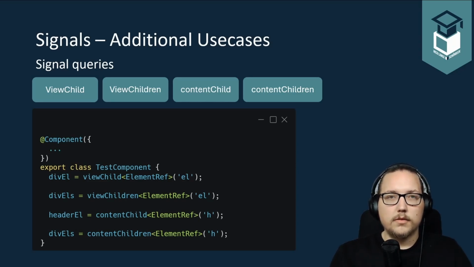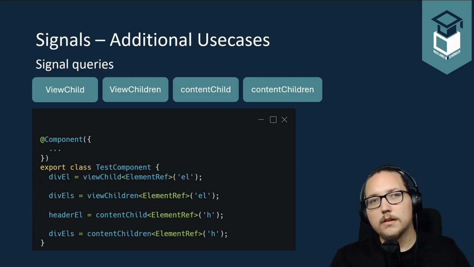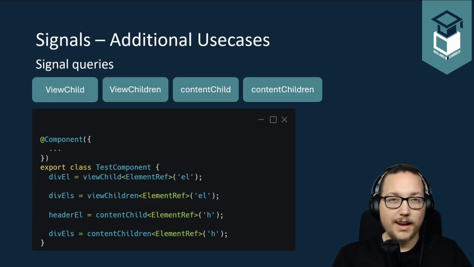That means you can use the viewChildren and contentChildren as a function now, and this will also provide you a signal. That means the signal updates each time the reference changes or the reference is available and so on. It's nearer to everything as a signal, and that's a good point about it.